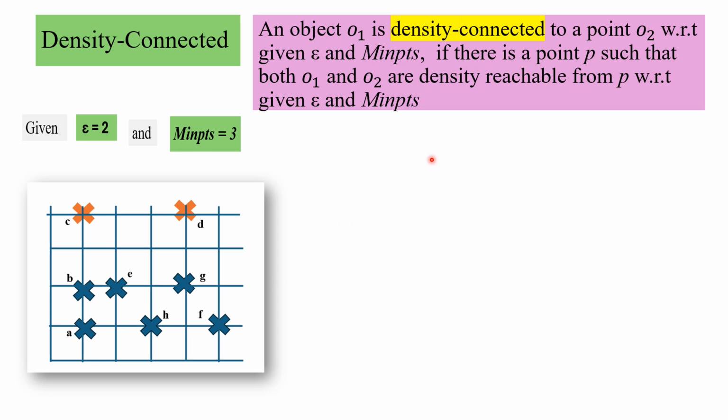The final concept, density connected. An object O1 is density connected to point O2 with respect to the given parameters if there is a point P such that both of these, O1 and O2, are density reachable from P with respect to the given parameters. We again have this example and the parameters.